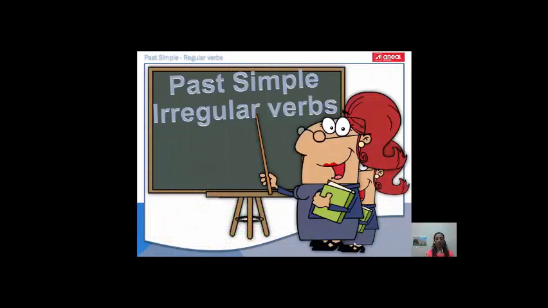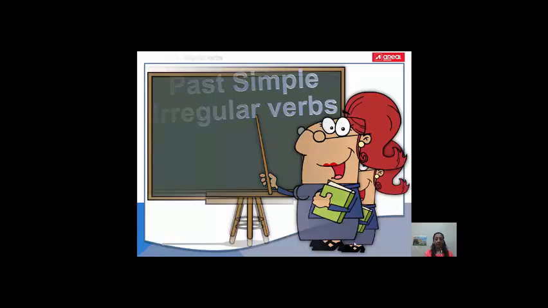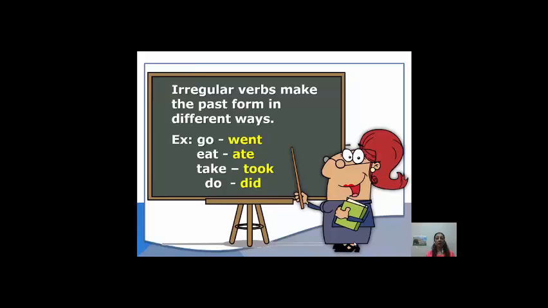Next, past simple irregular verbs, the second type of verbs used with the past simple tense. What are the irregular verbs? The irregular verbs make the past form in different ways. They change completely. So, go becomes went, eat becomes ate, take, took, do, did, and so on. For many verbs we have to study. So the irregular verbs change completely from the infinitive form to the past form.